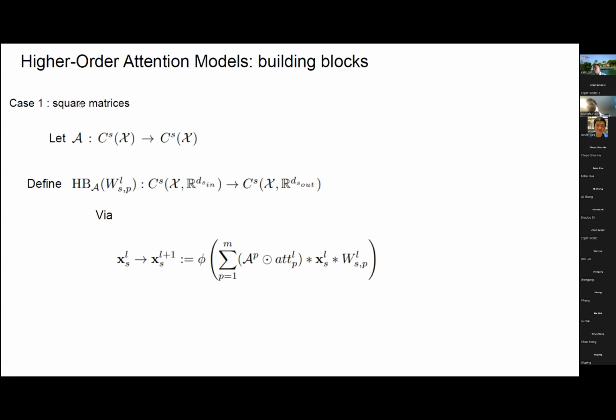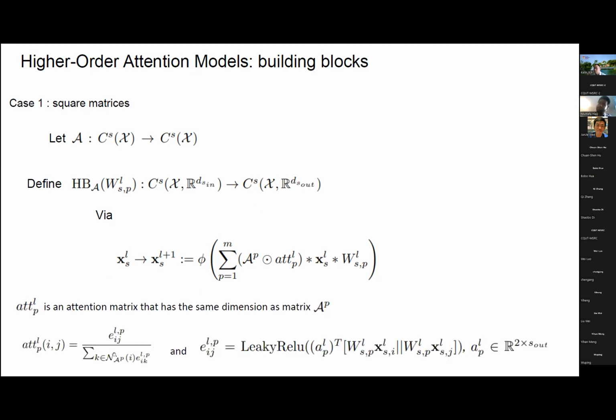For the square matrices, you have some matrix A that goes from C^s(X) to C^s(X). So maybe here it goes from the vertices to the vertices. This one here is not very different from graph attention models. If you are familiar with graph attention models, this is pretty much the same thing. There's not much work here, except maybe you replace the adjacency matrix A by some higher order Laplacian matrix. And the attention coefficients here are defined very similarly to what you see in the graph attention models.